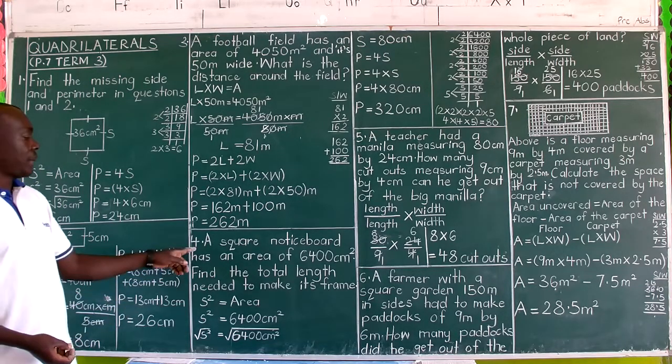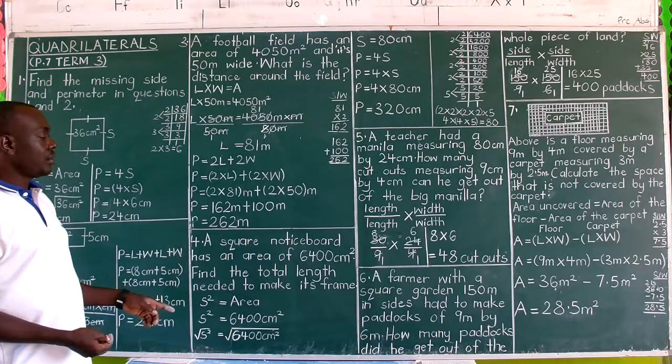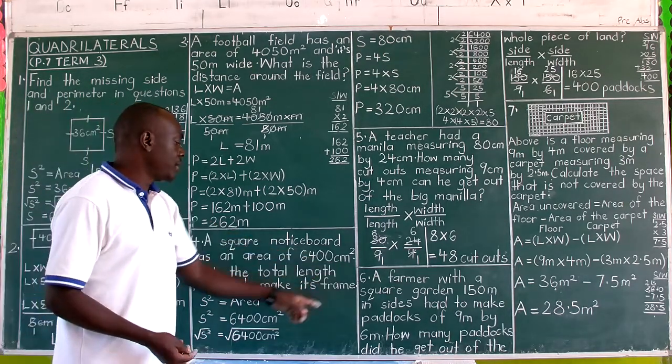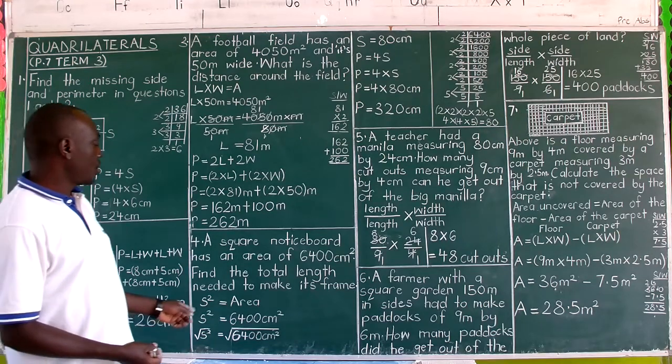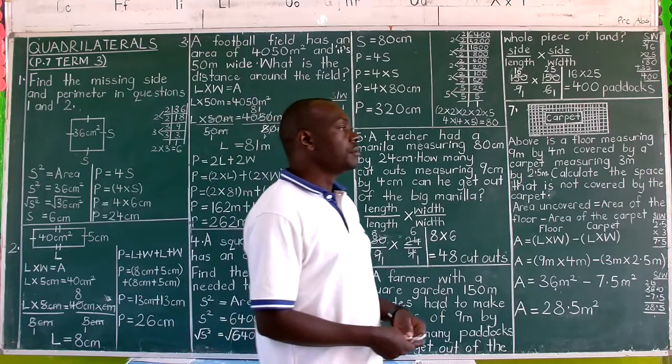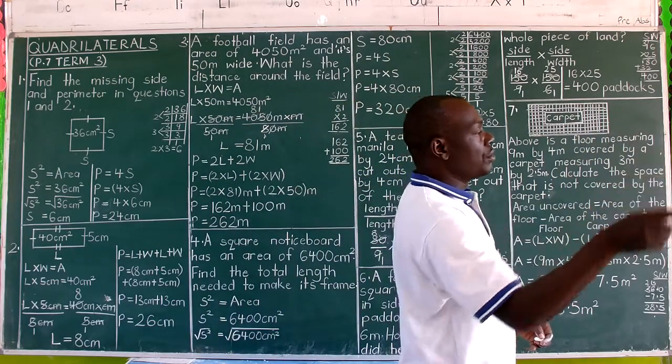As we look at example number 4, a square notice board has an area of 6,400 centimeters squared. Find the total length needed to make each frame. The frame is put around.